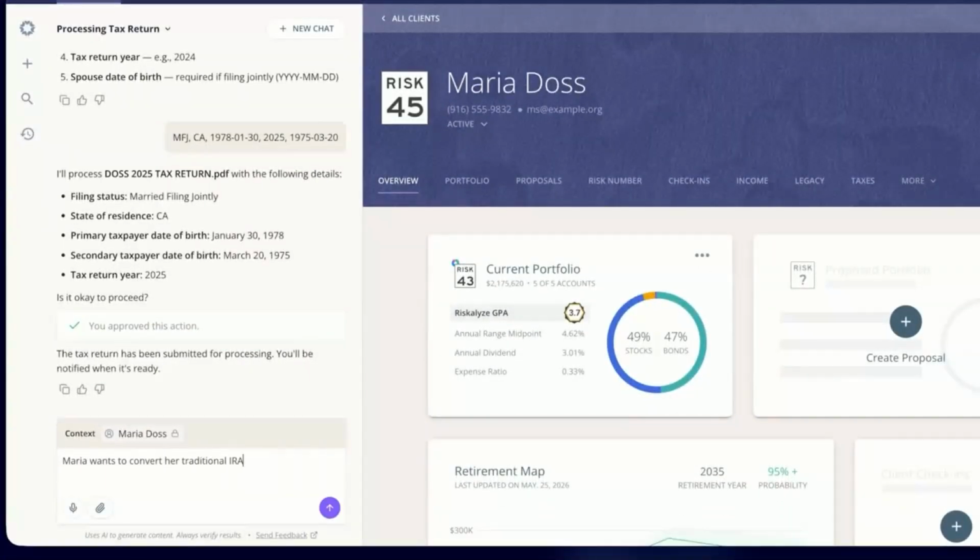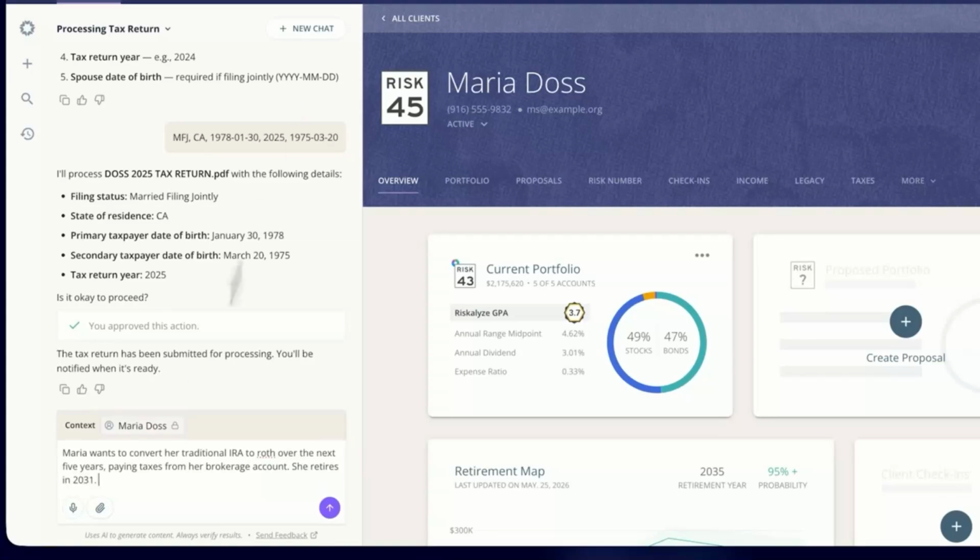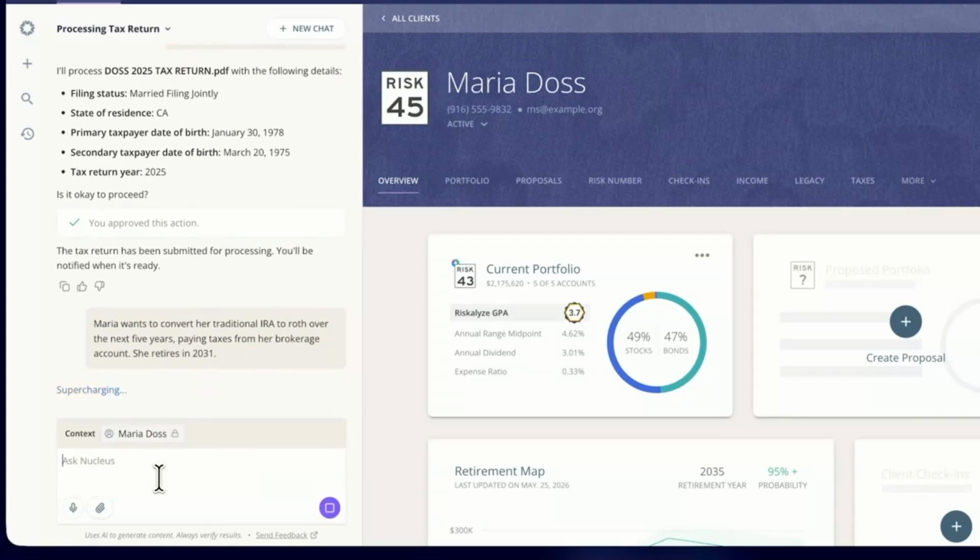And Nucleus doesn't stop at reading documents. It now drives our planning tools too. You remember our Roth conversion calculator from the spring event? Powerful, but like every calculator, it wants inputs. So now, instead of filling out a form, I can just describe the client. Maria wants to convert her traditional IRA to Roth over the next 5 years, paying taxes from her brokerage account. She retires in 2031.